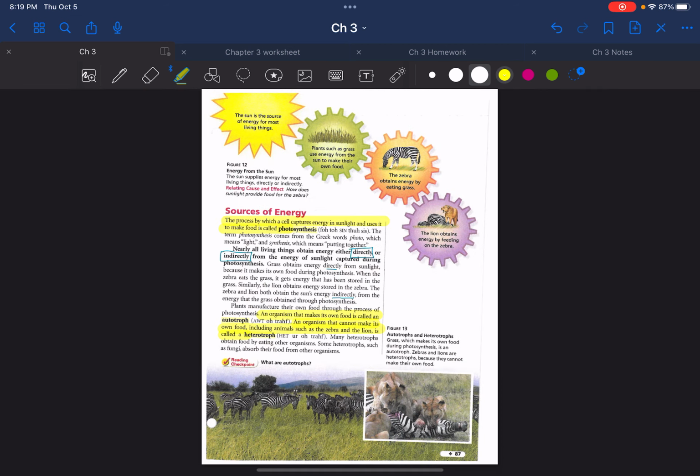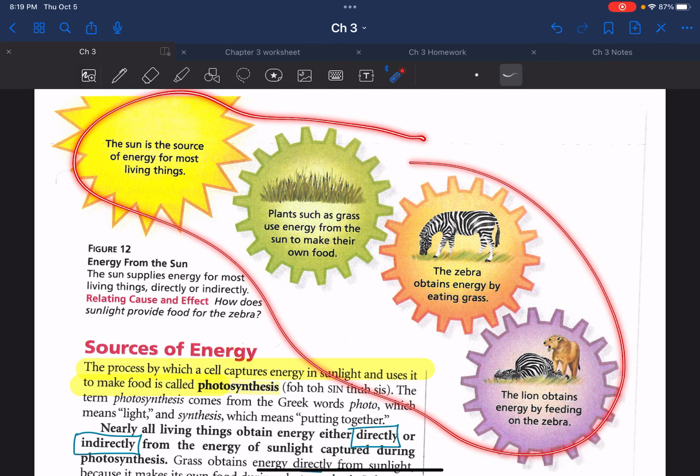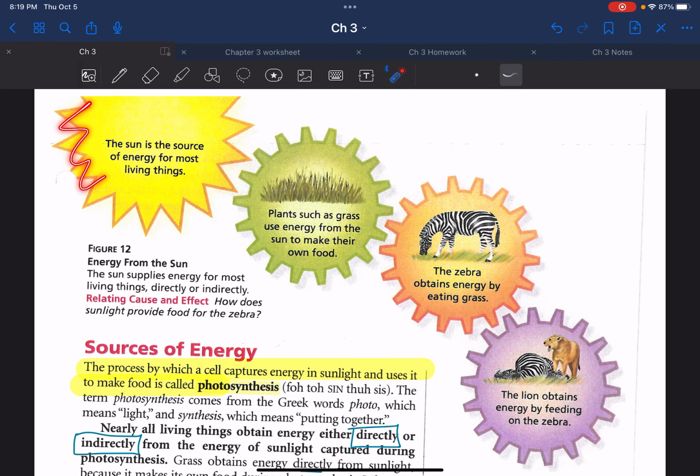I want to go back up and look at this picture. It's kind of cool. This, in a sense, is a much nicer way of what I drew over here. This picture is showing the sunshine. The sun is the source of energy for most living things because they all get their energy either directly or indirectly. Plants, such as the grass, use energy from the sun to make their food. Zebras obtain the energy by eating that grass. And then lions eat the zebra who ate the grass who got the energy from the sun. So in a strange way, we are all getting energy from the sun, just indirectly.